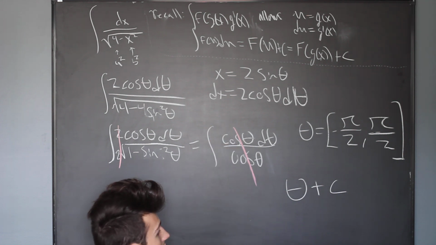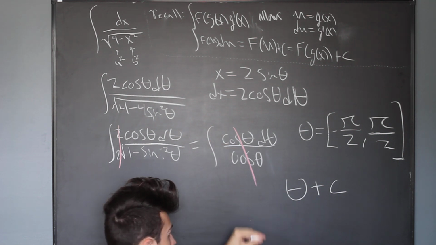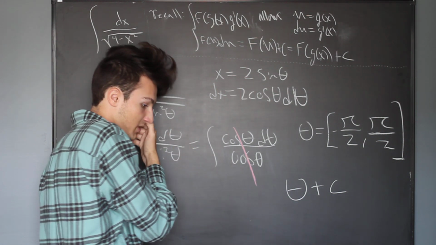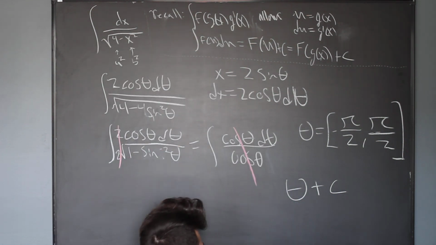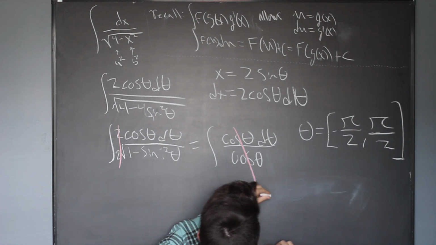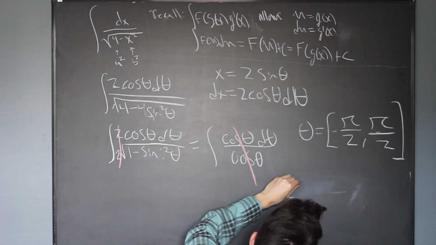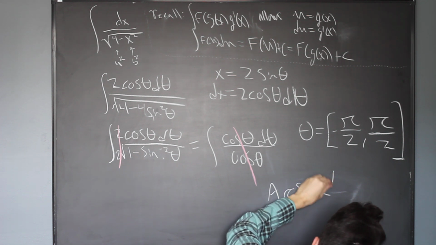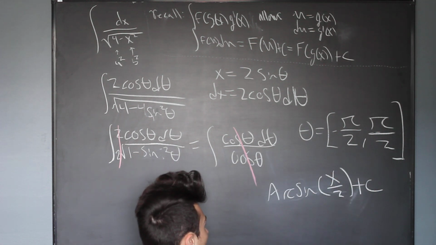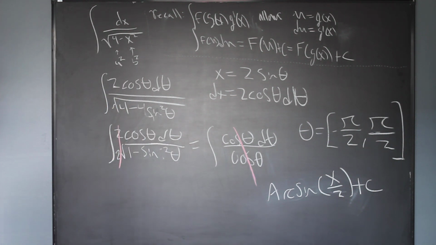You can solve for theta perfectly fine. It's the arc sine of x over 2, which you divide by 2 and then you take the inverse sine. So now, this is actually just equal to that, plus c. And there you've integrated that function.